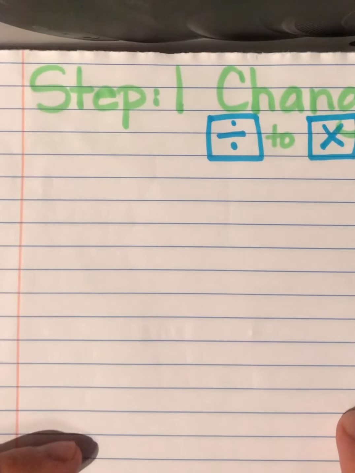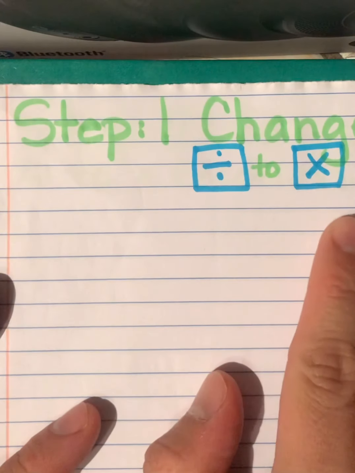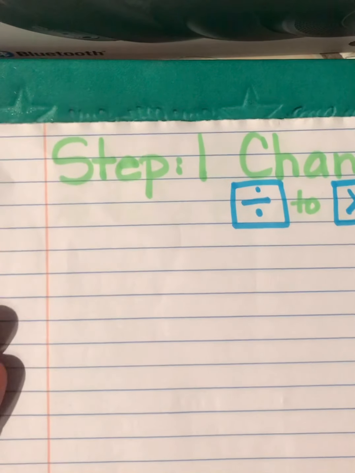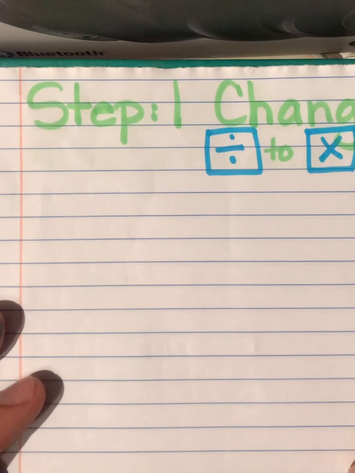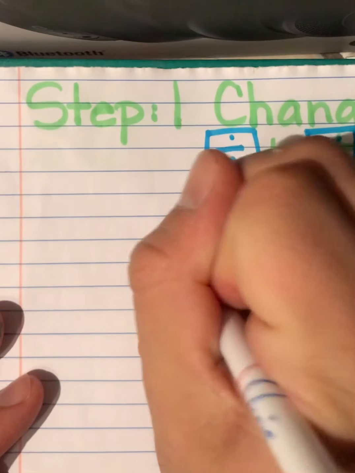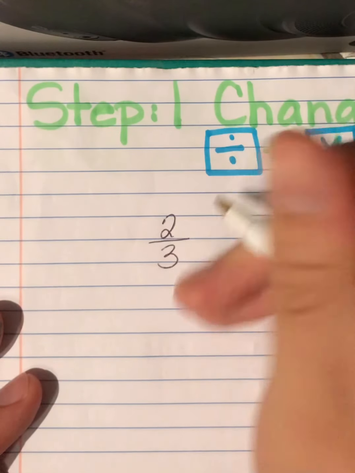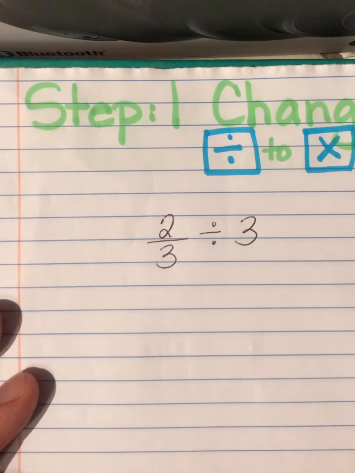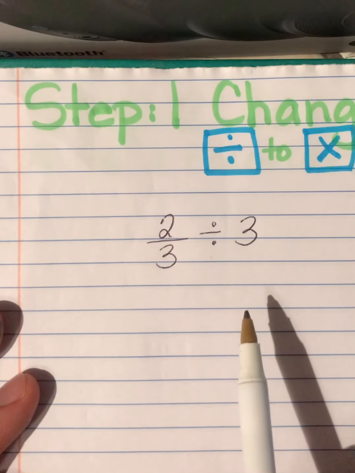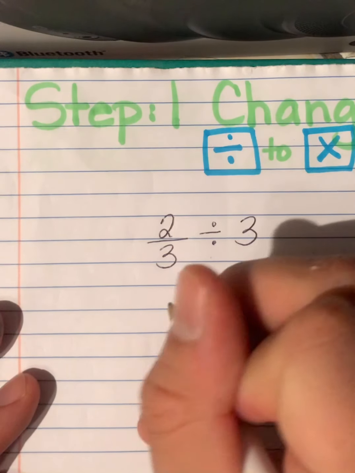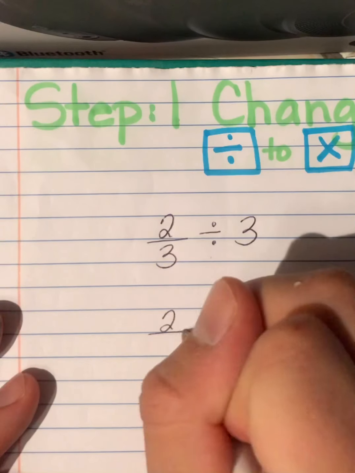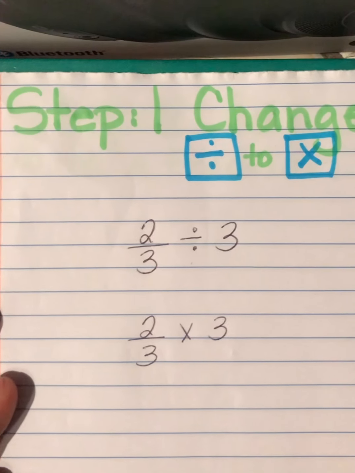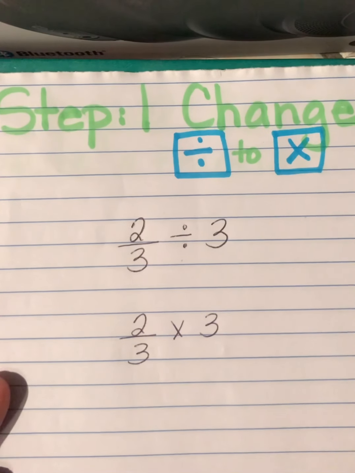Step 1. Step 1 is to change the division symbol to a multiplication sign. How does that look like? My first and only example will be 2/3 divided by 3. I am converting the division symbol into a multiplication symbol. So 2/3 times 3. So step 1, change that division symbol to a multiplication symbol.